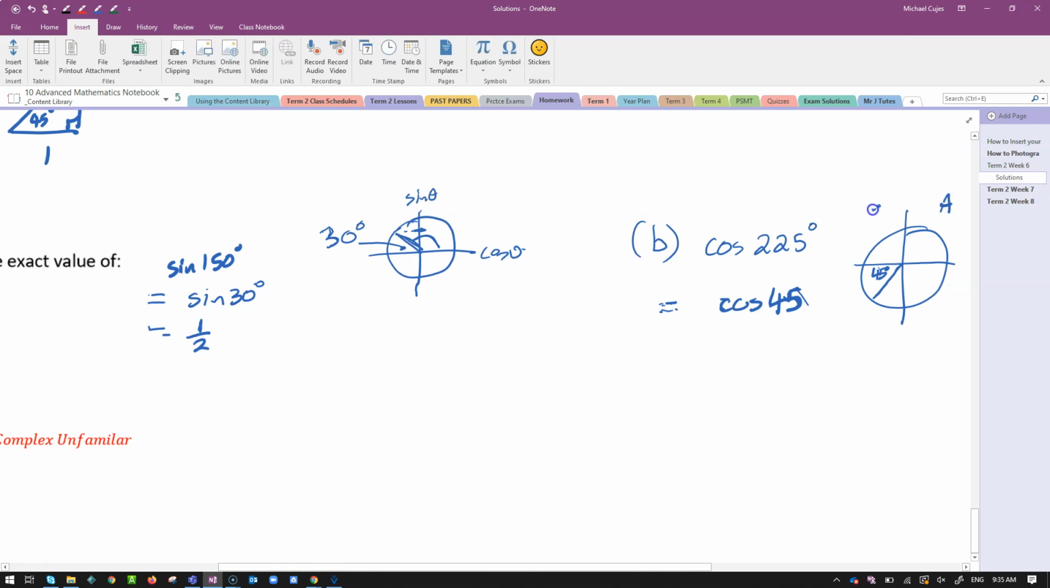Try the fancy one. All Students Take Calculus, oh yeah, that's easy. Only tan is positive in the third quadrant. So cosine must be negative there.